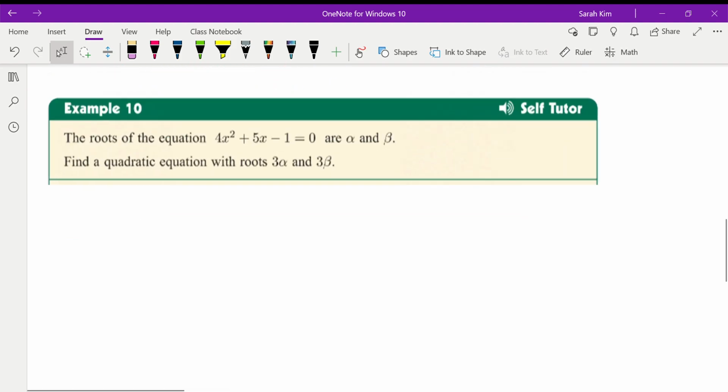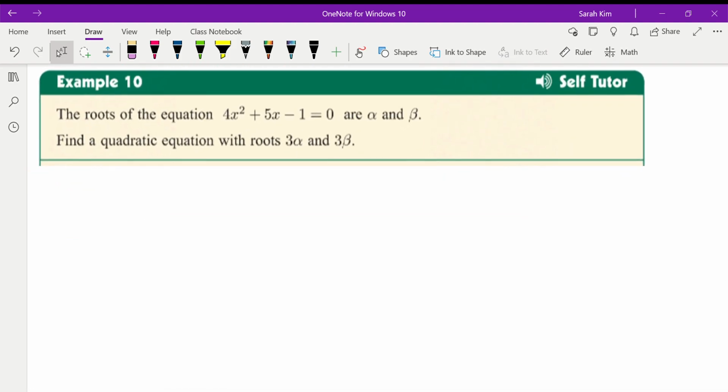Let's do example 10, which is a bit of a harder one. The roots of the equation, we've got our quadratic formula, are alpha and beta. Find the quadratic equation with roots 3 alpha and 3 beta.